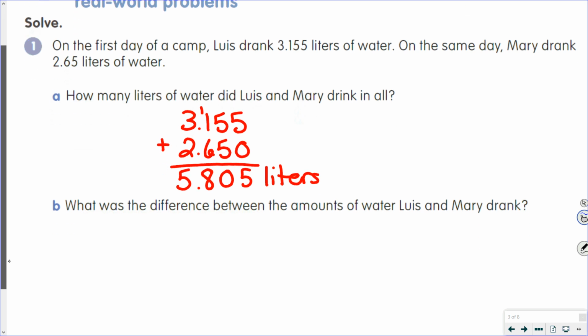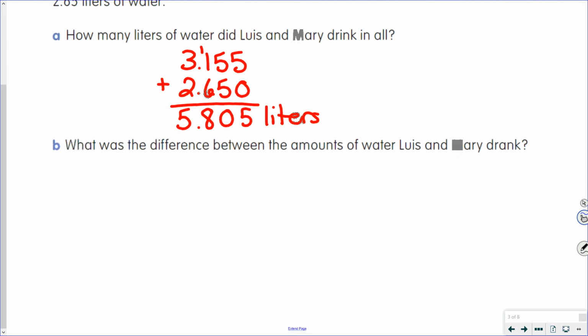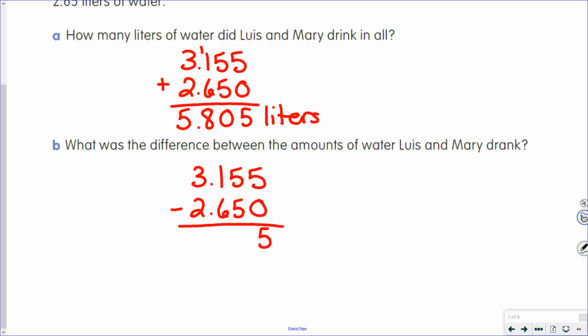For part B, we're looking at the difference between the amounts of water Louise and Mary drank. And once again, since it's asking for difference, that tells us that we need to subtract. So we start with the larger amount. We make sure our decimal points are lined up. And we fill in those empty spaces with zeros. 5 minus 0 is 5. 5 minus 5 is 0. I can't do 1 minus 6, so I borrow from the 3. 3 becomes 2. 1 becomes 11. 11 minus 6 is 5. Bring your decimal point down, and 2 minus 2 is 0. So our answer is 0.505 liters.